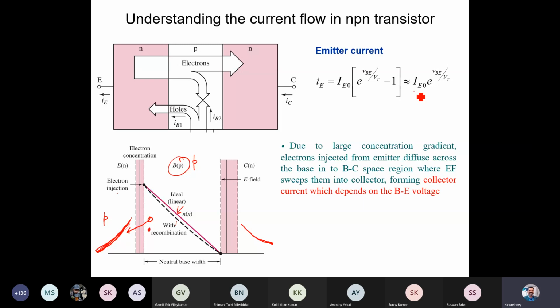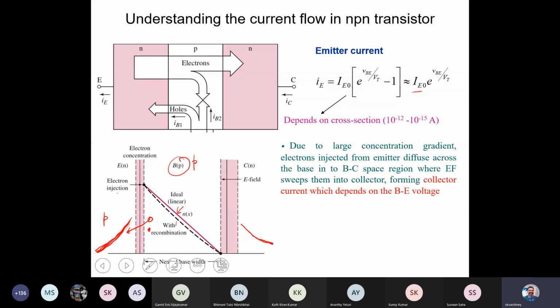So I_S is nothing but the reverse saturation current, and the voltage applied is V_B over V_T. So whatever voltage you apply across this base-to-emitter junction, the current depends on the cross section, as we looked into in the p-n junction, and it depends on temperature as well. So it depends on both factors.